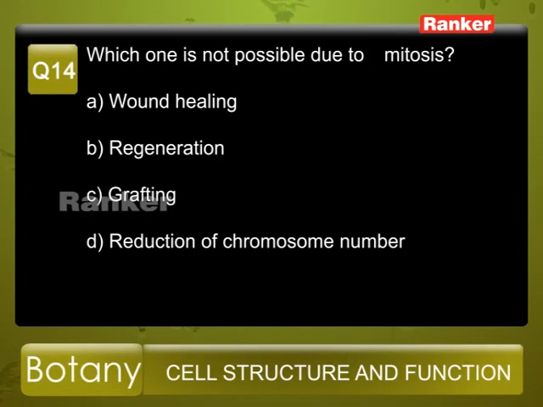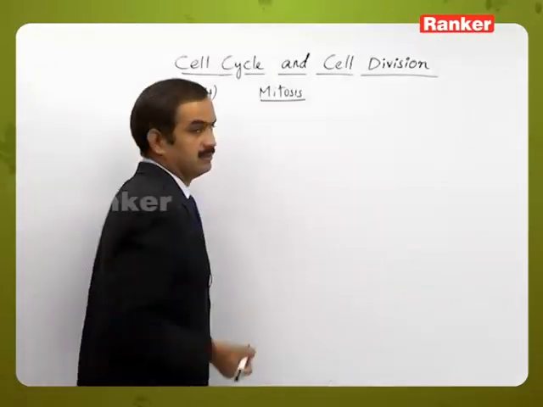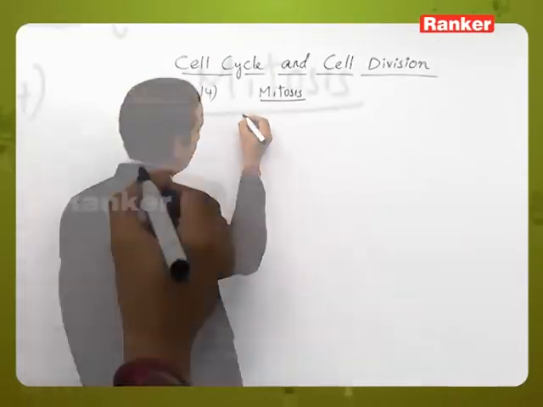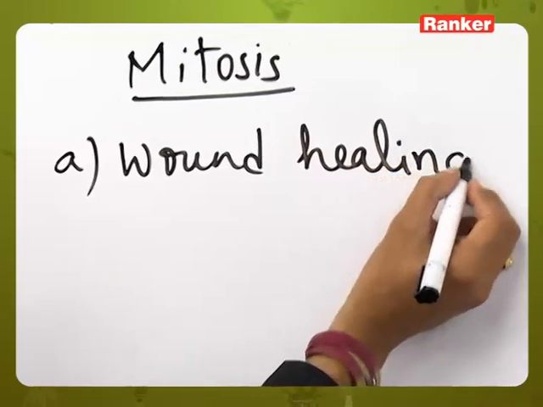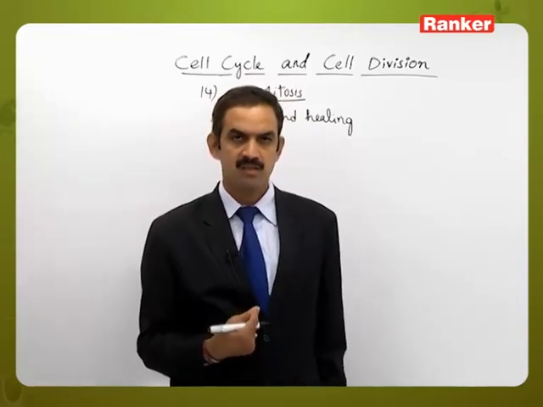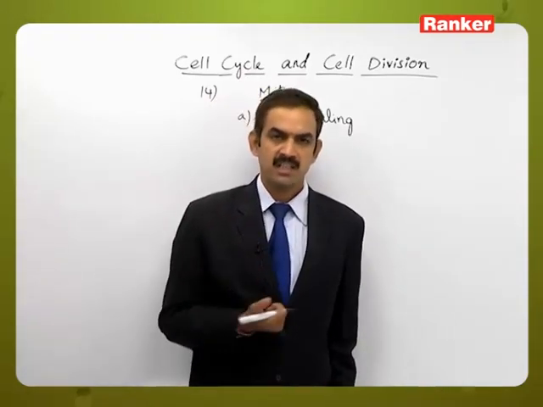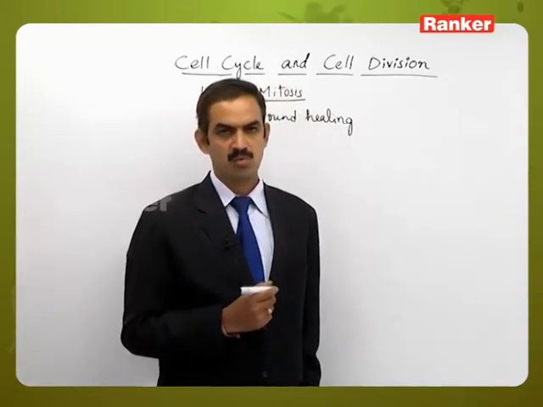Question number 14. Which one is not possible due to mitosis? A. Wound healing. B. Regeneration. C. Grafting. And D. Reduction of chromosome number. So here, if you see the significance of mitosis, wherever the wound occurs or whenever the need arises in the plant cell, the differentiation or de-differentiation will occur, where the mature cells will regain that capacity of division, and they will form the new cells in the wounded part. So that is called wound healing.